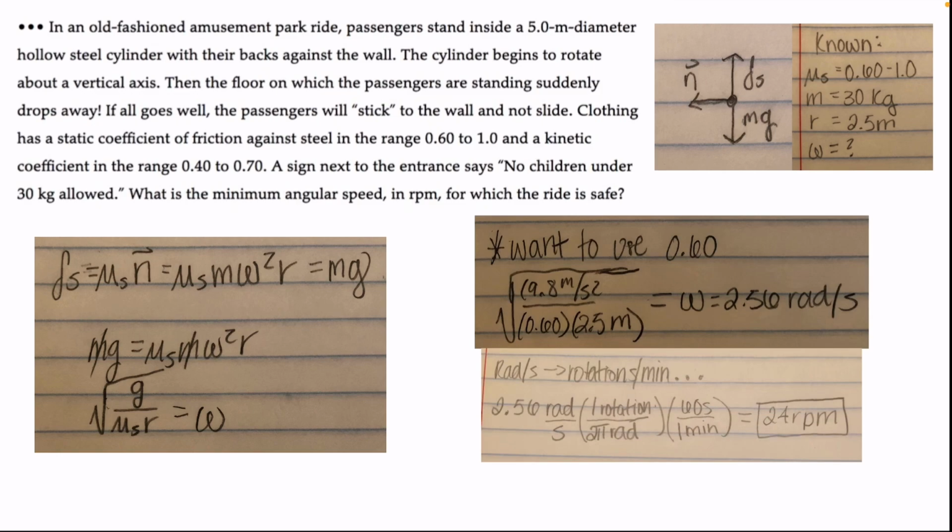And we get that omega equals 2.56 radians per second, and we can't forget to convert that to rotations per minute, and once we do that, we get 24 rotations per minute for the answer to this problem.